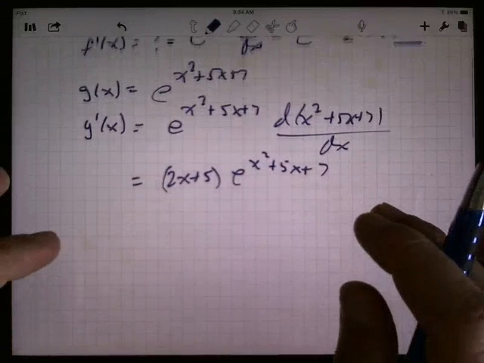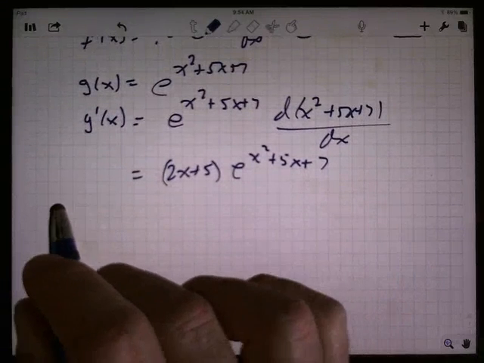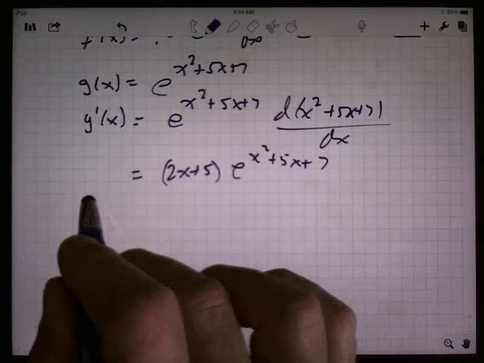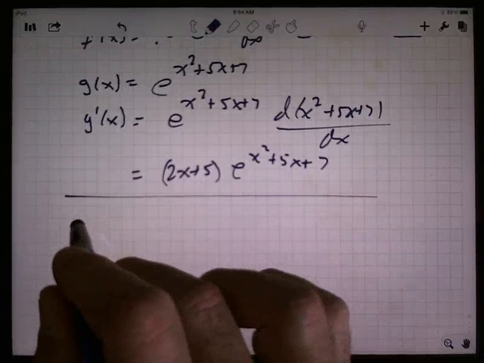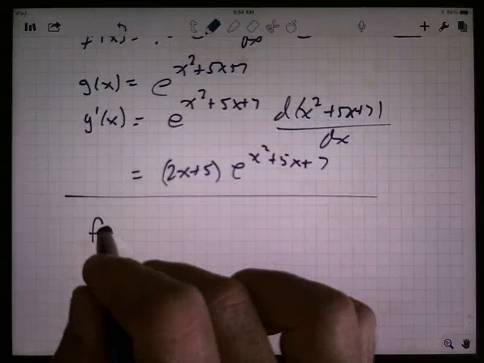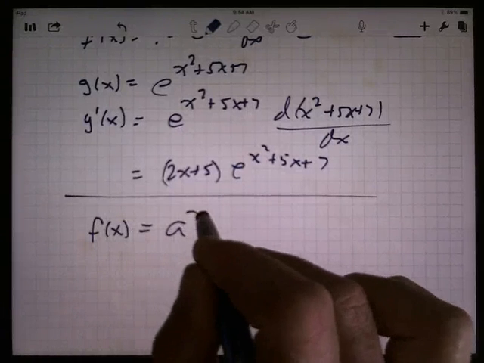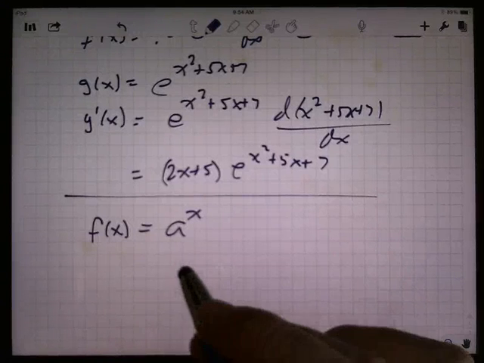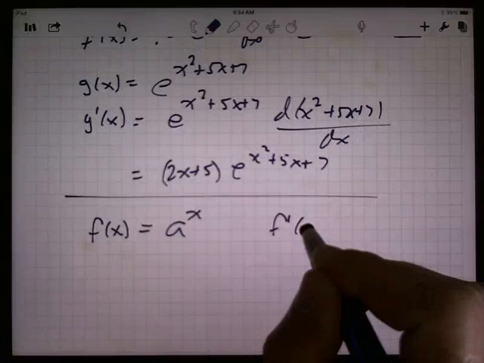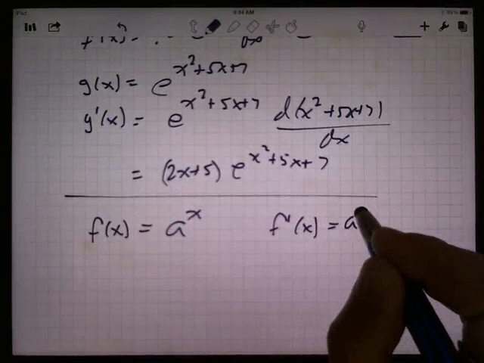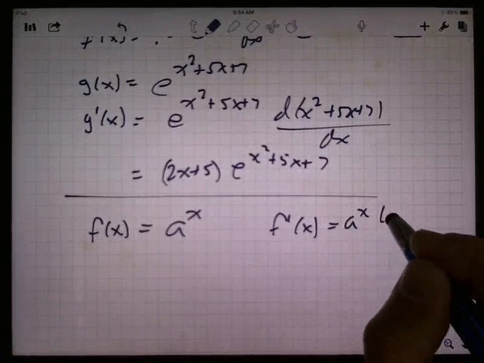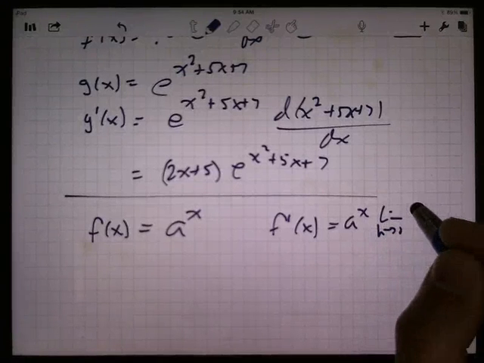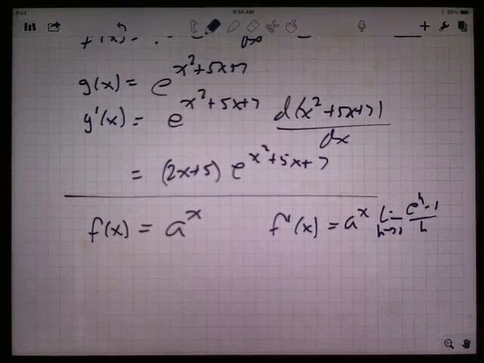Now, that being said, if we go back and look at all exponential functions, so if I have f of x equals a to the x, right? When I was looking at how to take these derivatives back in section 3.1, I ended up with that f prime of x was a to the x times some limit, right? The limit as h goes to 0 of a to the h minus 1 over h or something like that, right? I couldn't figure out what that was necessarily.